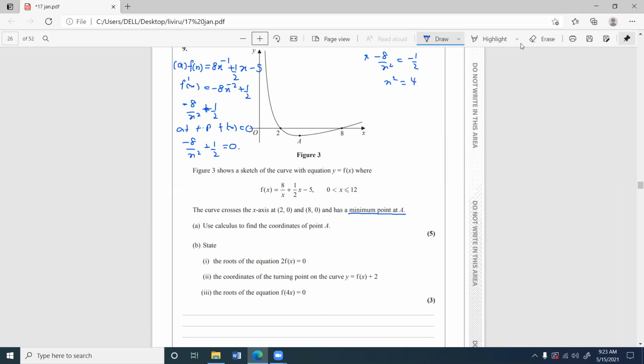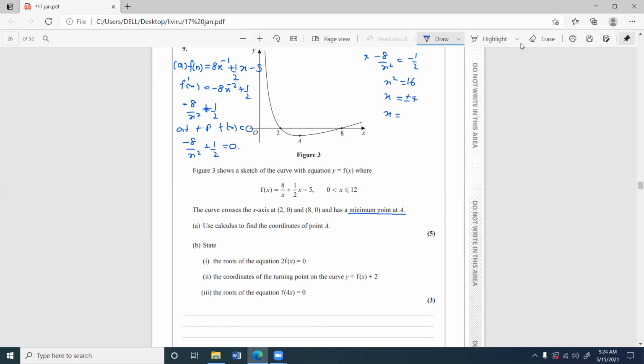One second, some problem came up. 8x to the power -1 plus half x minus 5 differentiates to -8x to the power -2 plus half. So it turns out to be 8, it's 2. Sorry, x squared equals 16, I just made a mistake. X squared equals 16. Therefore, x equals plus or minus 4.